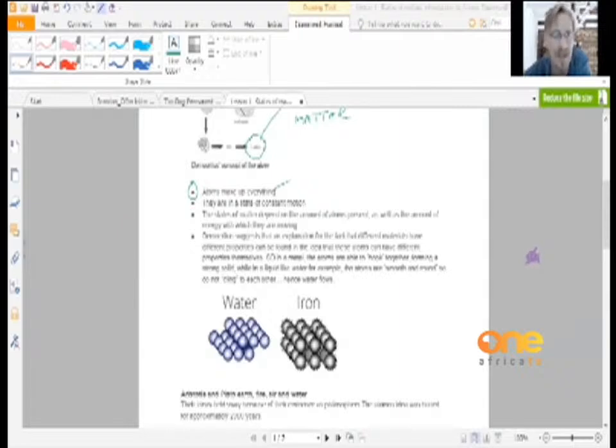Let's get back to the atomic theory as proposed by Democritus. Atoms are in a constant state of motion, and this relates to the kinetic theory of matter. He suggested that the states of matter depend on the amount of atoms present, as well as the amount of energy with which they're moving.